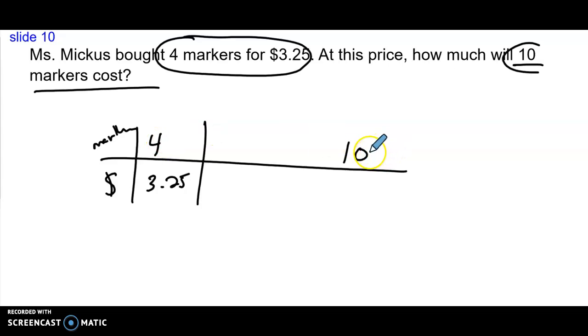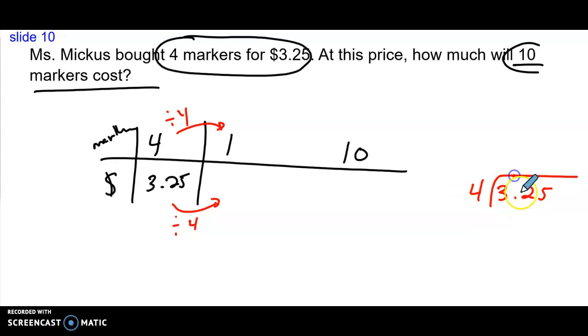But 4 doesn't go into 10 evenly. So, well, you could divide 10 by 4 to figure out what decimal, or you can just say, hey, let's change it to 1. Can't you always figure out how much 1 marker costs? Yeah, all you got to do is divide by 4. So what are you going to do to 325? Divide by 4.